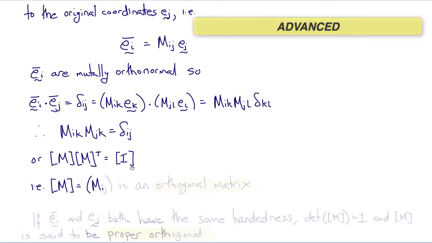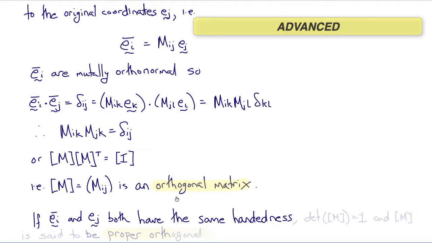In other words, M, which is the matrix of components M_ij, the angle cosines, is an orthogonal matrix. It's a rotation, just as we originally posited. Now, this is true provided that e_i bar and e_j both have the same handedness. In that case, the determinant of M will be positive 1, and then M is said to be proper orthogonal. If the handedness switched, then the determinant would be minus 1, and it would no longer be a proper orthogonal matrix.